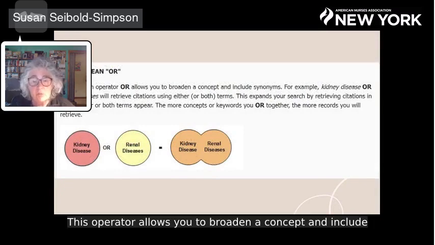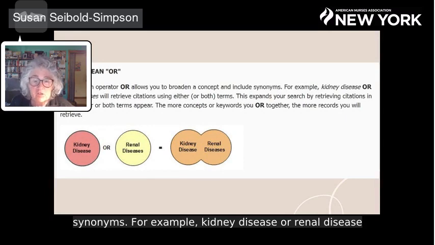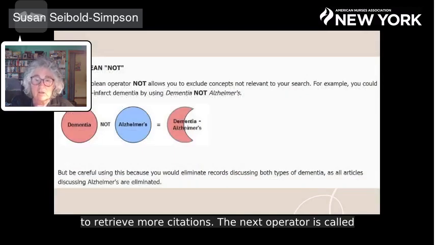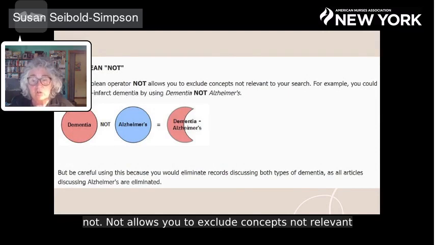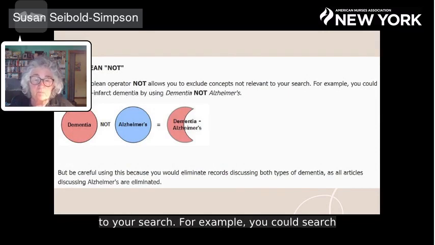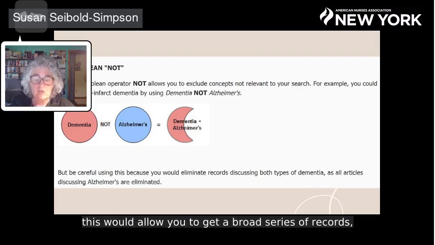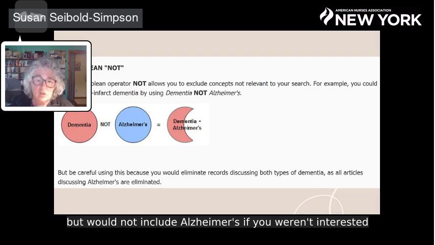The next Boolean operator is or. This operator allows you to broaden a concept and include synonyms. For example, kidney disease or renal disease will retrieve citations using both. So this allows you to retrieve more citations. The next operator is called not. Not allows you to exclude concepts not relevant to your search. For example, you could search multi-infarct dementia using dementia not Alzheimer's. So this would allow you to get a broad series of records, but would not include Alzheimer's if you weren't interested in that.